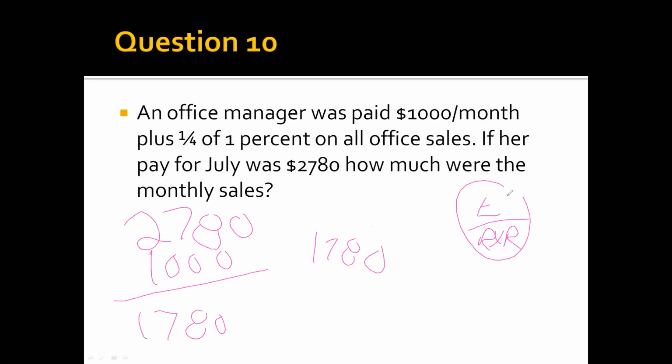So how much were the monthly sales? We're actually looking for the sales, the P. So we're going to do earnings divided by rate. So 1780 divided by, how do you write 1/4%? Well, let's look at this for a second. We write 0.01 for 1%. And how do we write 1/4%? We write 0.0025. That's how we write 1/4%. So we're going to divide 1780 divided by 0.0025.